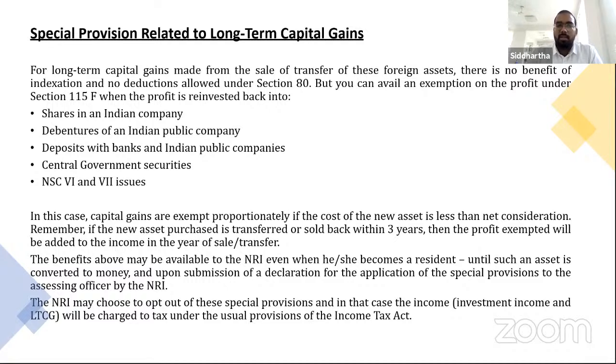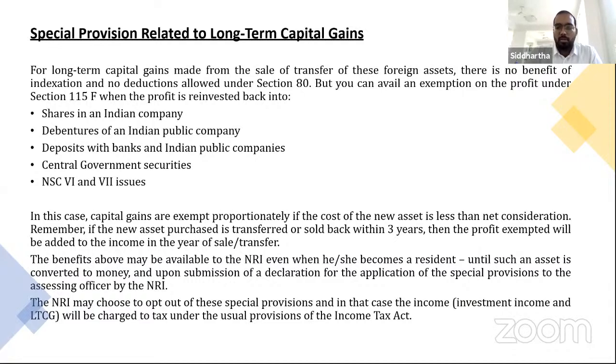You can claim exemption under Section 115F. So there are certain conditions that have been laid down. The capital gain is exempt proportionately if the cost of the new asset is less than the net consideration. And remember, if the new asset purchased is transferred or sold back within 3 years, then the profit exempted will be added back to your income in the year of sale or transfer.